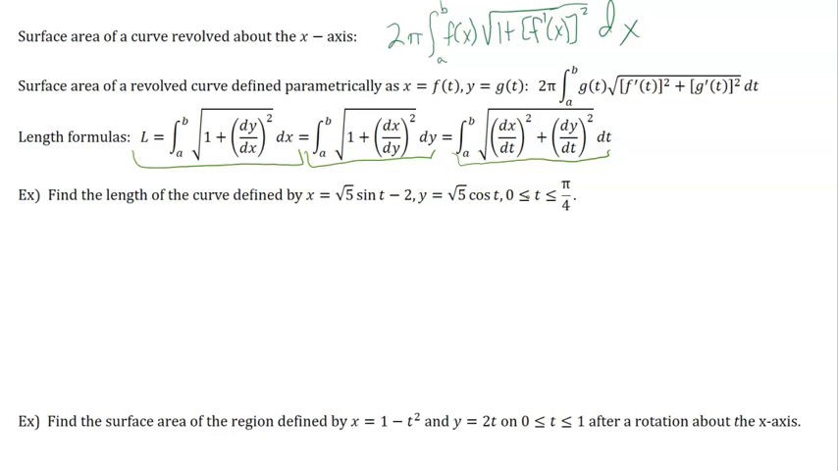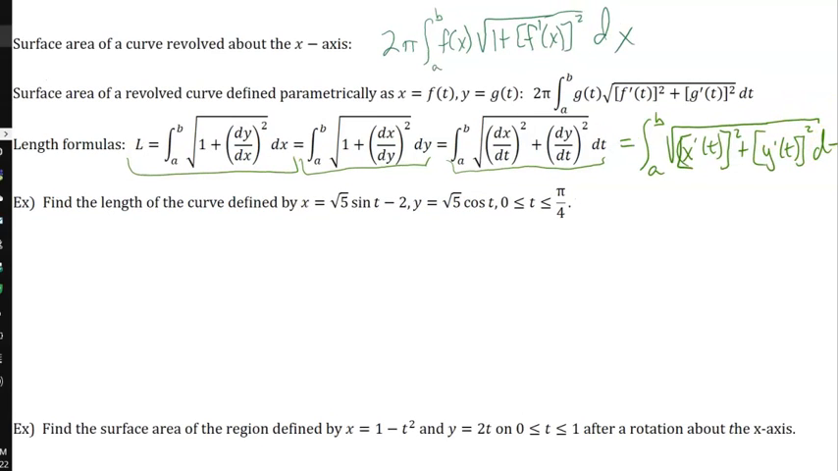And I'm going to give you another notation here. So dx over dt is the same thing as x prime of t. So this is the integral from a to b of the square root of x prime of t, and then that quantity is squared, plus dy over dt, which is y prime of t, and then we are squaring that, and then dt.